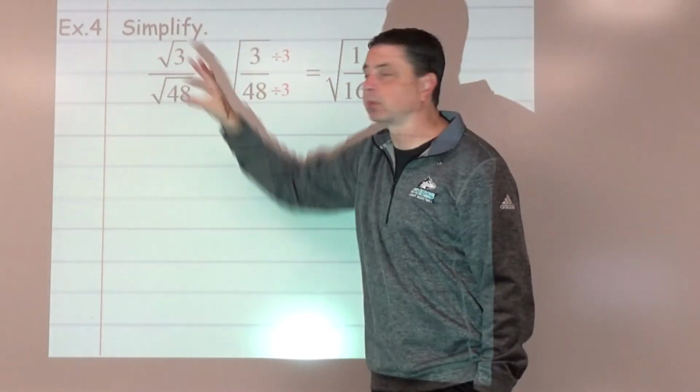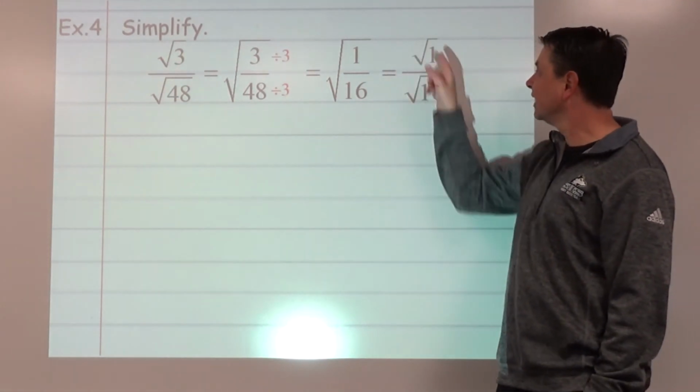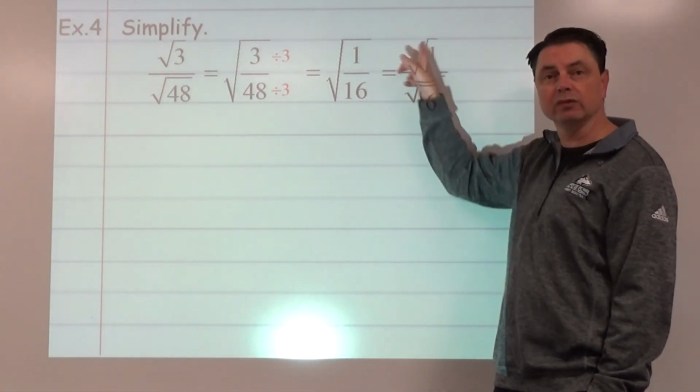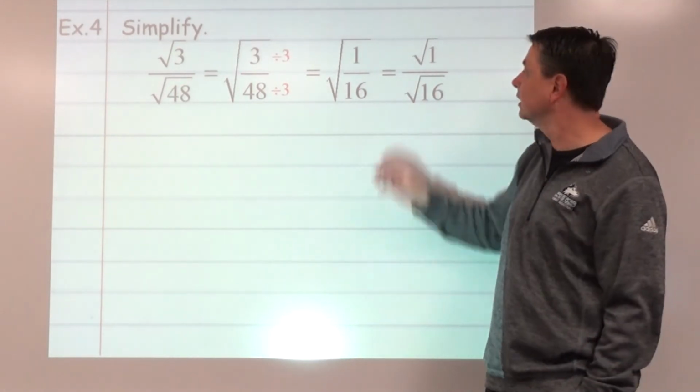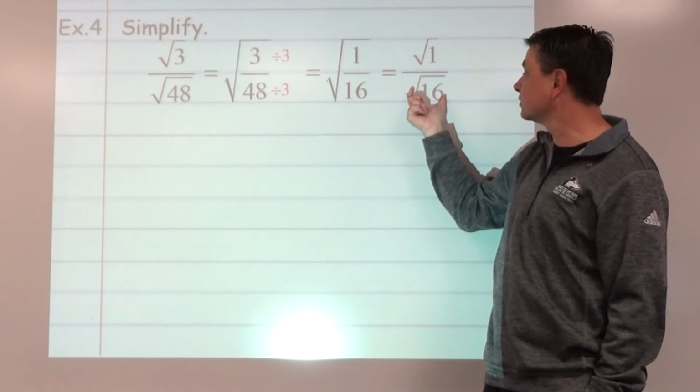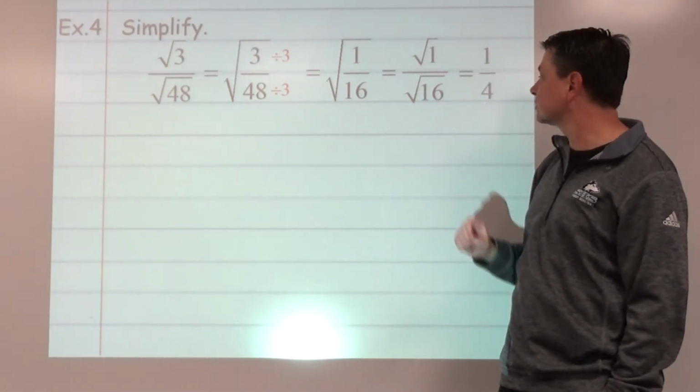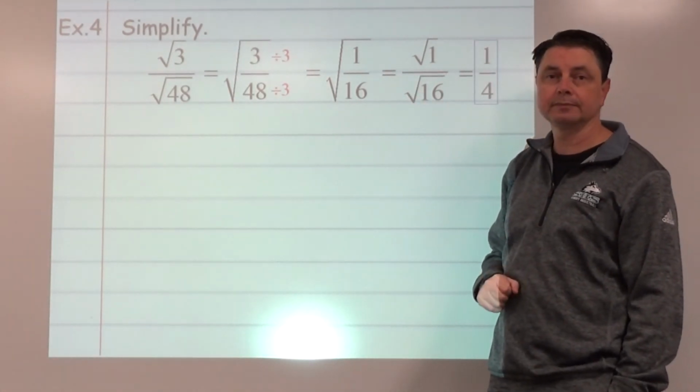Now we can go back to breaking it up. Those are both perfect squares, so we can take both of those square roots, and we're not really even going to have to fix this so much as just simplify. Square root of 1 is 1. Square root of 16 is 4. So there's our final answer, 1 over 4.